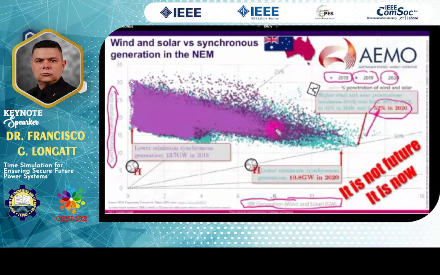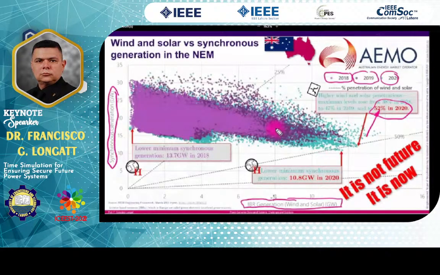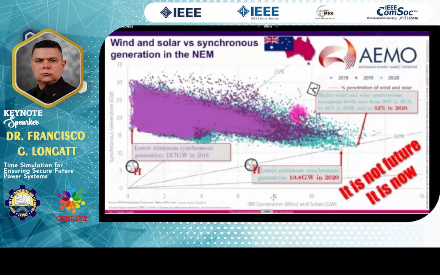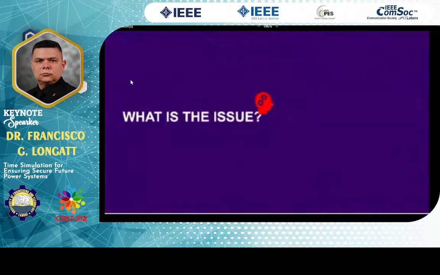What I am trying to tell you is that Australia, at least, is in the situation of a power converter dominated system. And that creates massive challenges. Massive challenges that right now I will discuss with all of you. Many of you are wondering, okay, we are disconnecting synchronous generators, we are installing so many power converters, but what is the problem? What is the issue with this massive power converter penetration?